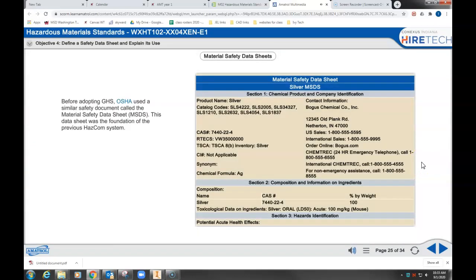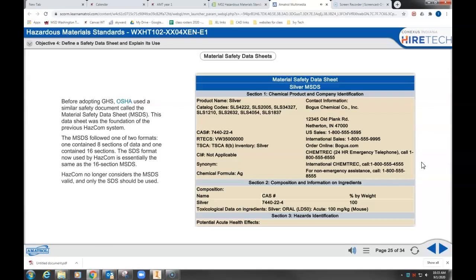Before adopting GHS, OSHA used a similar safety document called the Material Safety Data Sheet, or MSDS. This datasheet was the foundation of the previous HazCom system. The MSDS followed one of two formats. One contained 8 sections of data and one contained 16 sections. The SDS format now used by HazCom is essentially the same as the 16-section MSDS. HazCom no longer considers the MSDS valid, and only the SDS should be used.